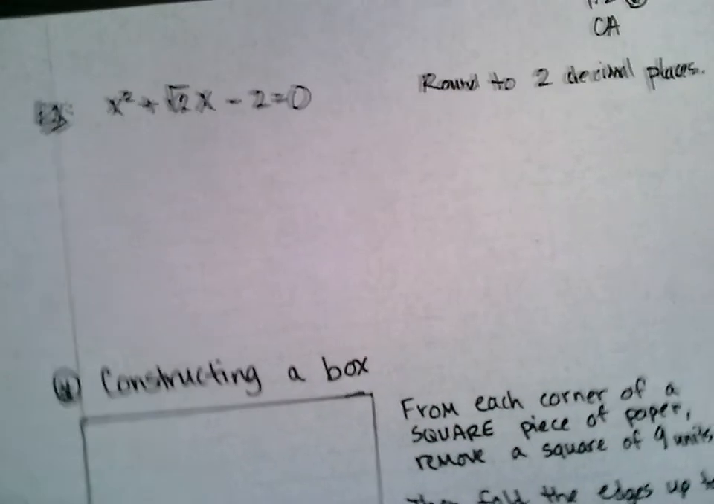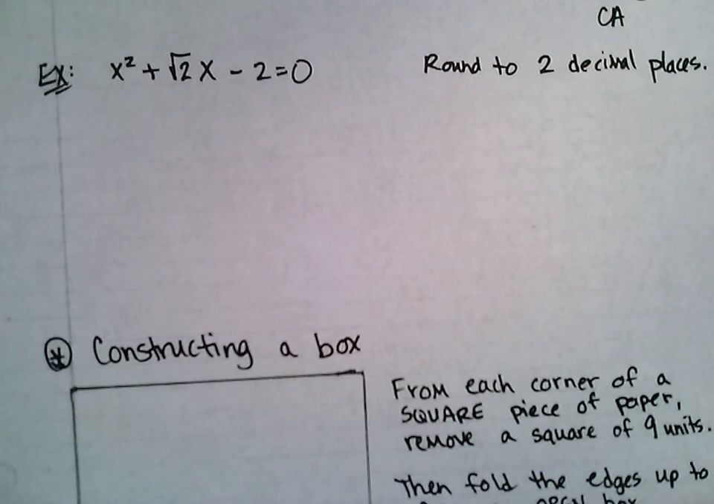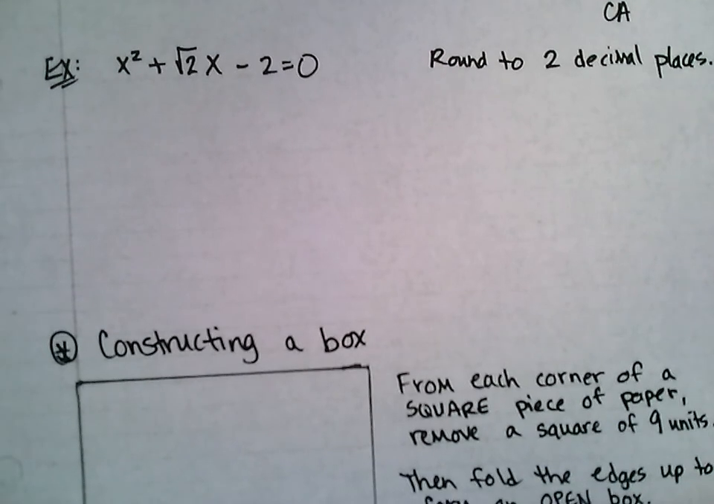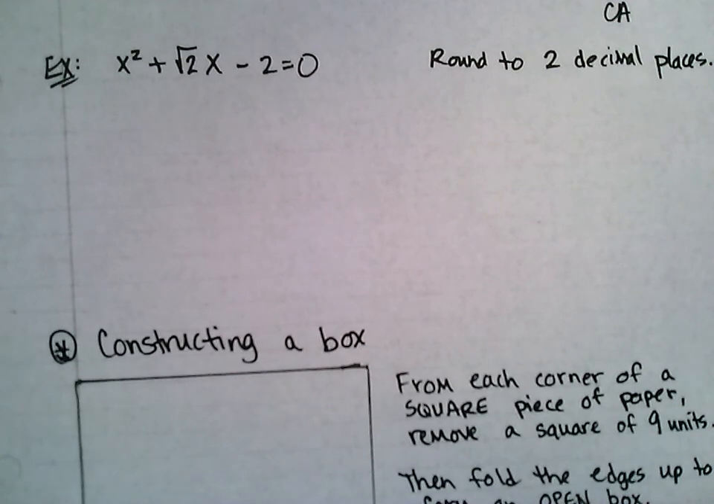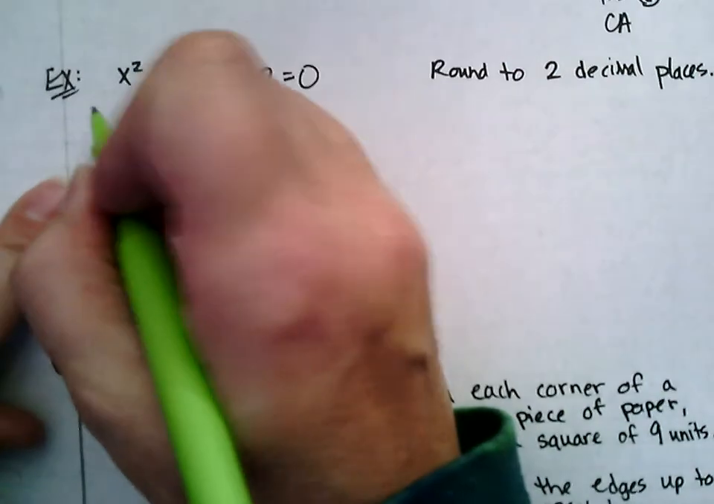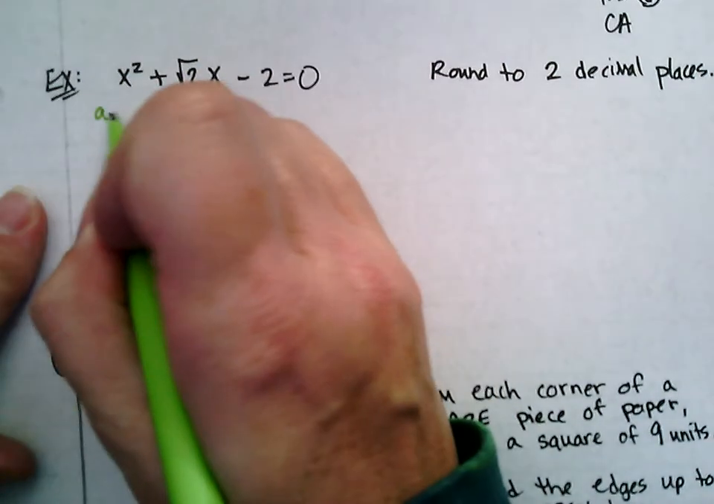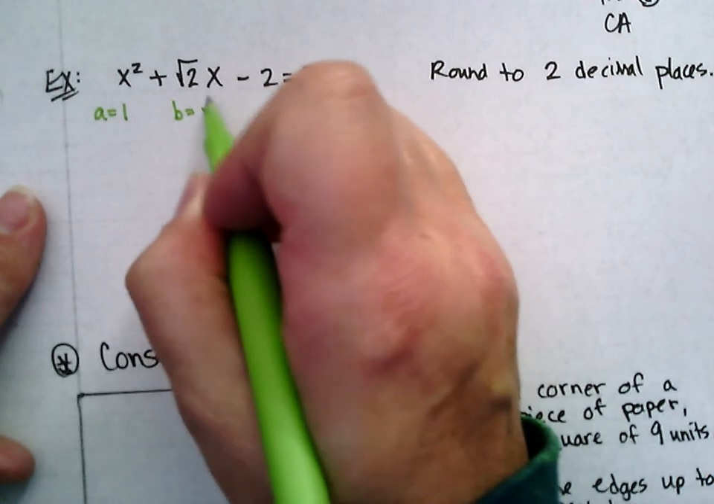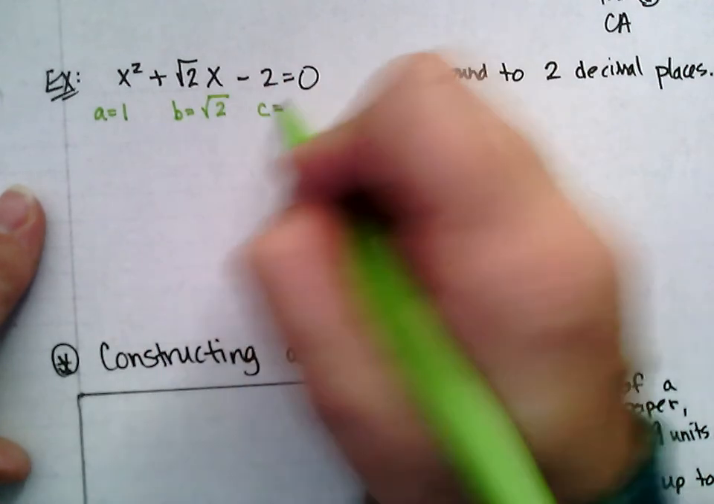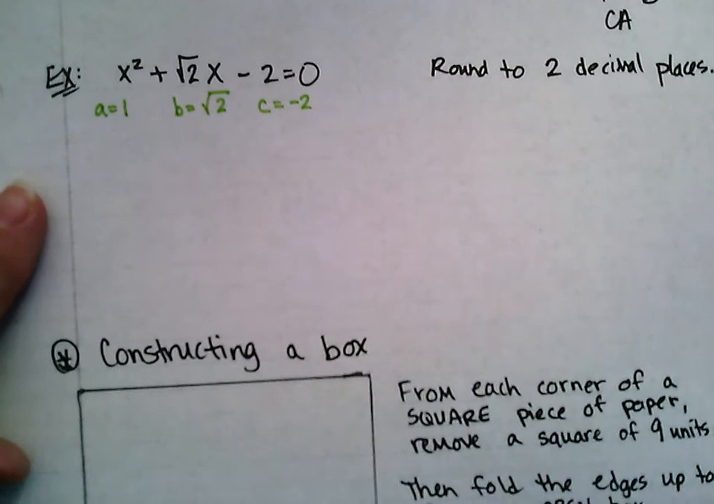Okay. Square root of x squared. No, I can't read. X squared plus the square root of 2 times x minus 2 equals 0. And we are supposed to solve this using the quadratic formula and round to 2 decimal places. So we're going to have to use our calculators for this. This one is already in standard form. So I can get my values for a. A is 1. B is square root of 2. That's weird. C is negative 2.